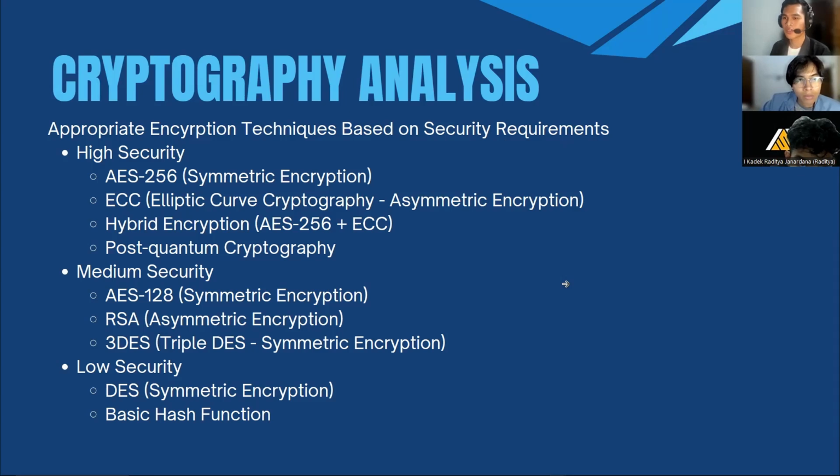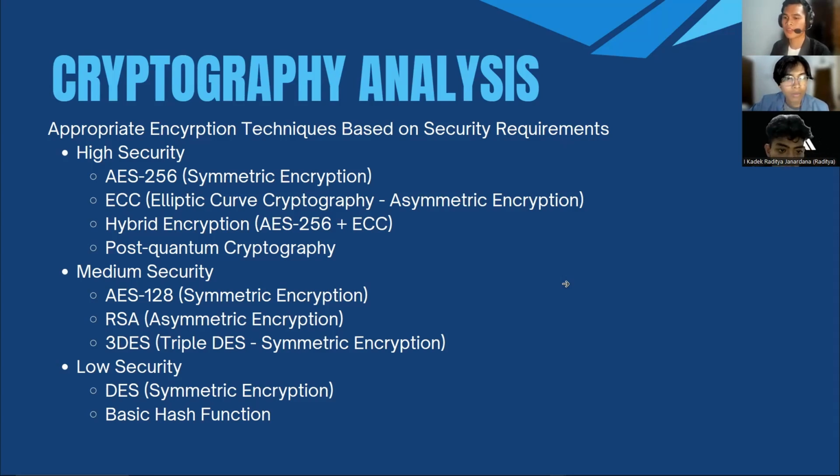On the high security, we can use AES 256-bit encryption algorithm. It is a symmetric encryption. The next one is ECC, which is elliptic curve cryptography, which is an asymmetric encryption. And the hybrid encryption, which is the mixture of the symmetric encryption and asymmetric encryption, which in this case is AES 256 and ECC combined together to make a more secure cryptography. And the last one is post-quantum cryptography, which is future-proof for any quantum computer attacks in the future.